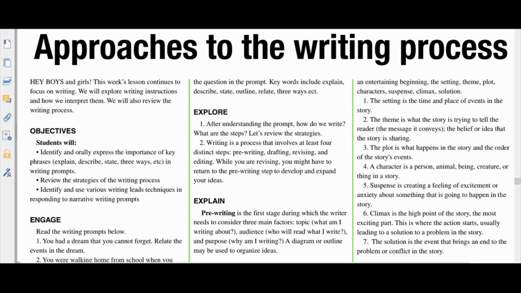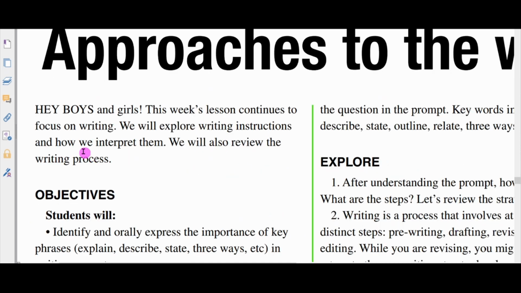In this episode, we look at approaches to the writing process. In this lesson, we continue to focus on writing, and we will explore writing instructions and how we interpret them. We will also review the writing process.